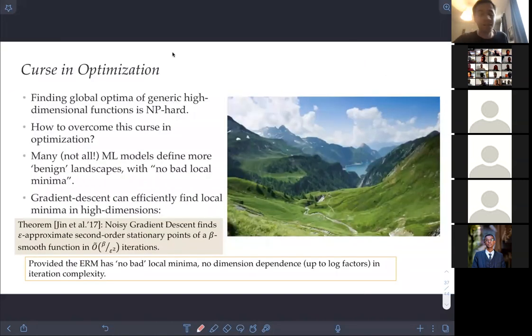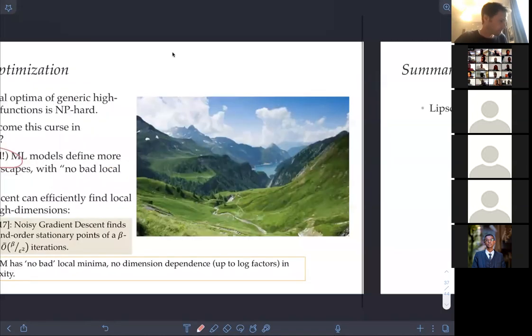In the situation that I spoke of before, that's not true all the time. There are still many problems in machine learning where the assumption that there are no bad local minima is not true. But provided that the DRM has no bad local minima, we have no dimension dependence in finding local minima, which is pretty good news for the optimization side of things.